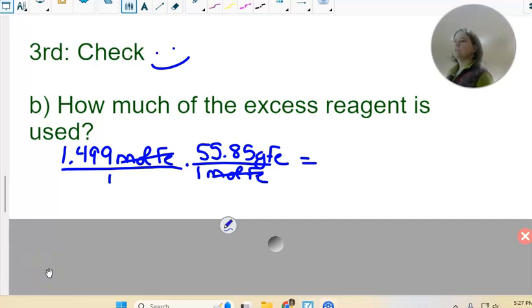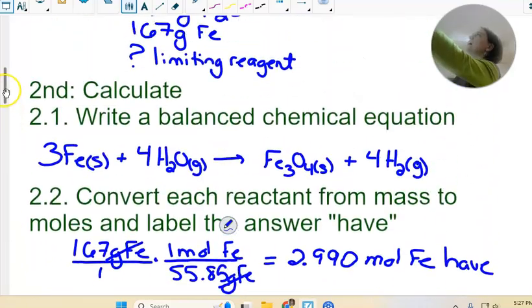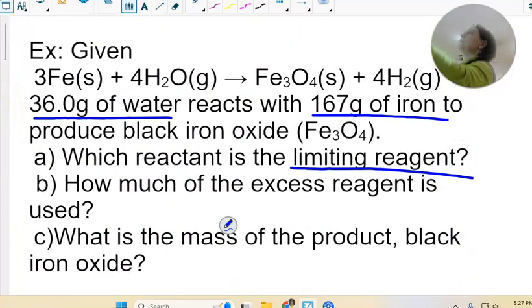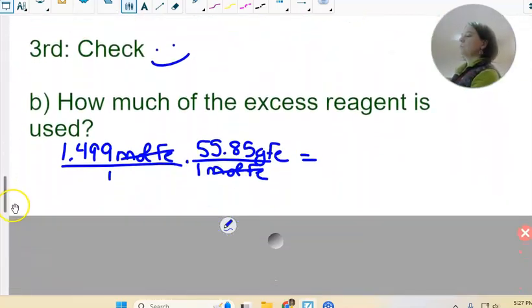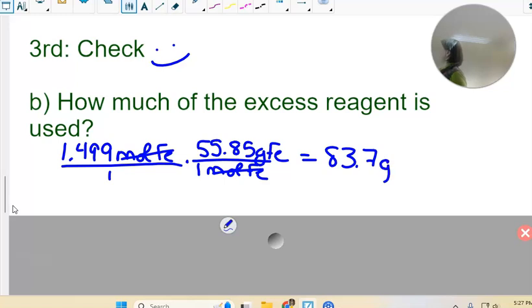Okay, did you get your answer? So I got 83.719. If I look all the way back up into the problem, I have 167 grams of iron, which is 3 sig figs. So for this one, I'm going to limit myself to 3 sig figs. So 83.7 grams of iron. Did you get that? If so, great.